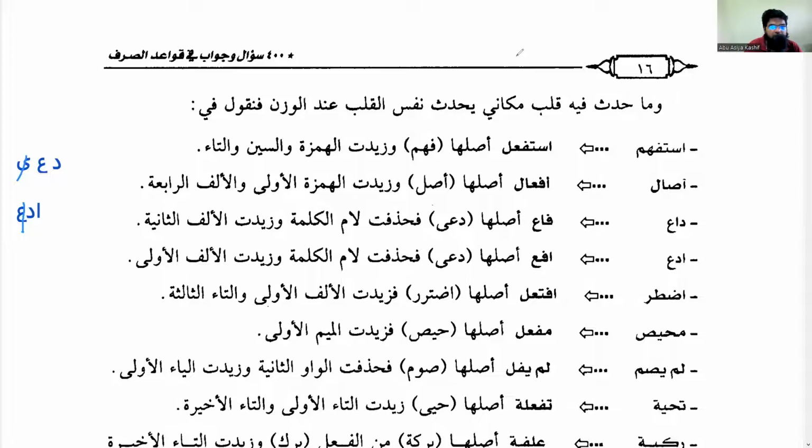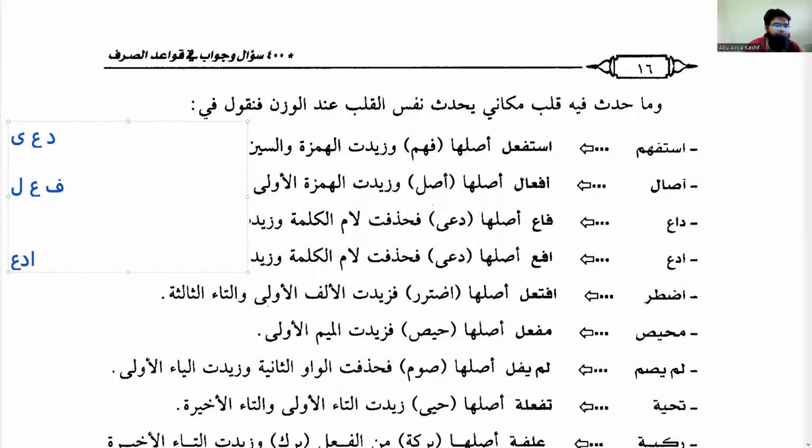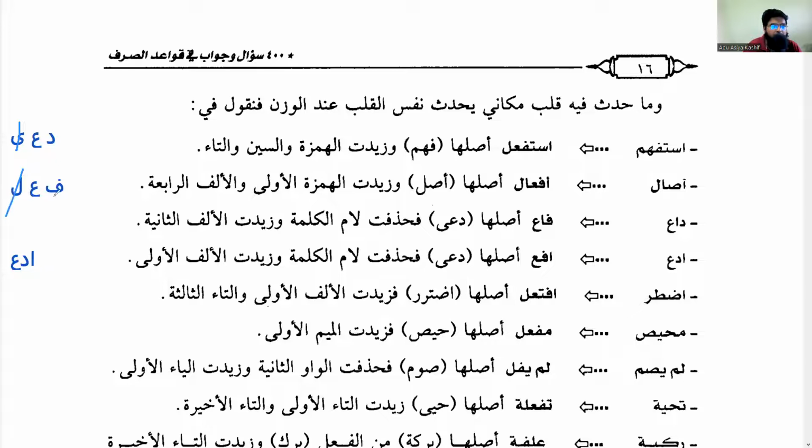We should write it separately. Da, and write fa, ain, and lam. And it became what? Ud'u. So you cannot see the ya here, no? So this is dropped. And then udu'u. So you added a hamza before to make it this.